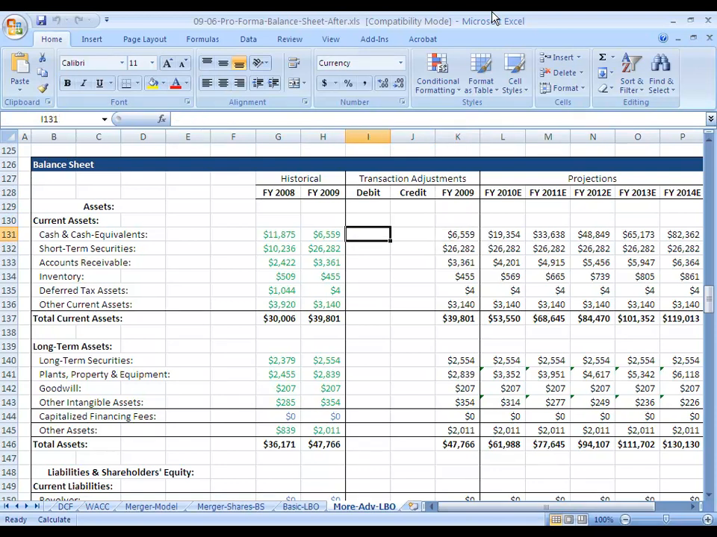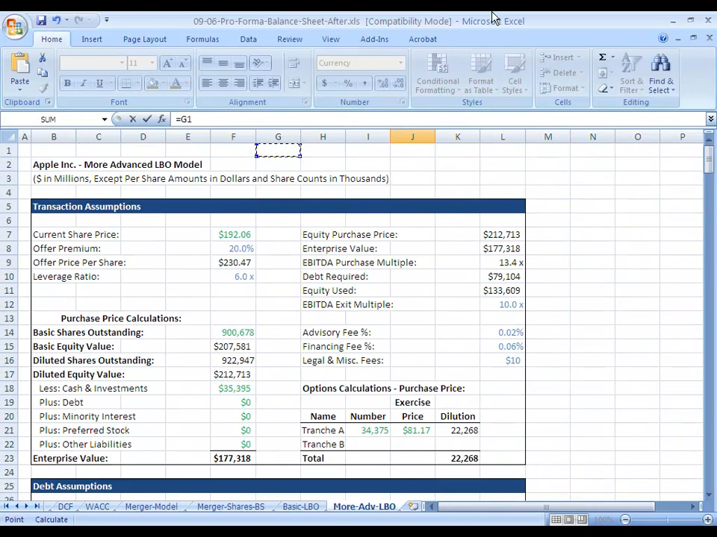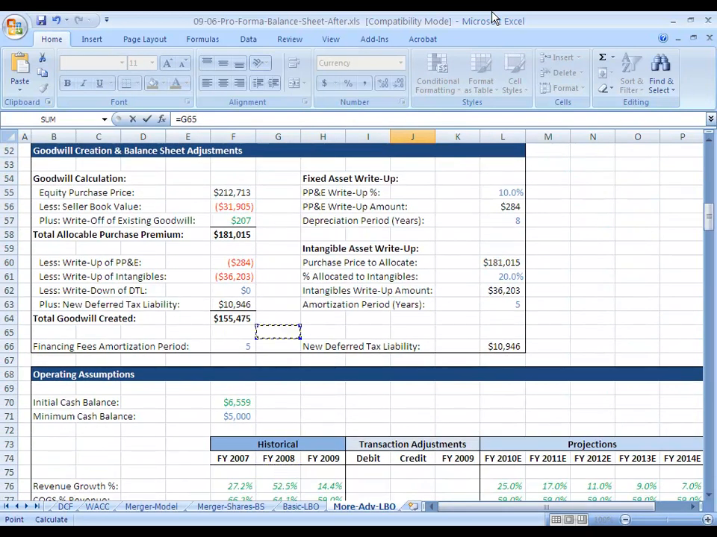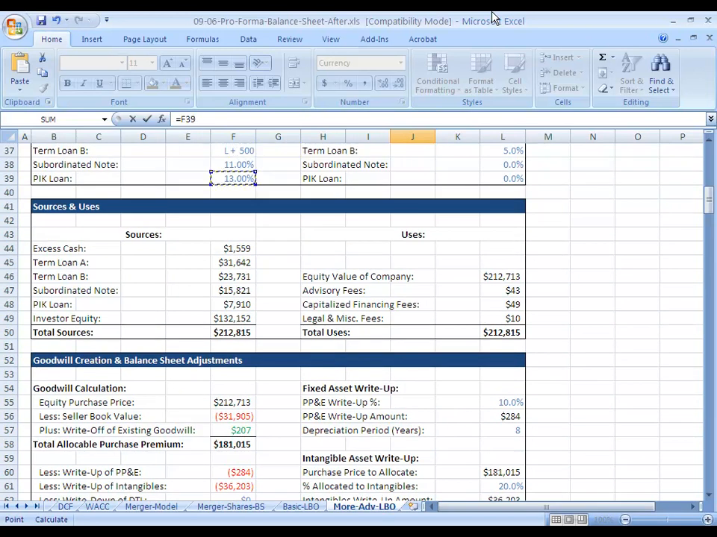To get started with these adjustments, remember that for cash, we are using up a small portion of Apple's cash in the course of the transaction to finance some of the deal. So on the debit side, I'm going to say 0 because we're certainly not going to be adding anything to Apple's cash here. On the credit side, I'm going to go up to our sources and uses, and pull in this excess cash number from here, because this is how much of Apple's existing cash we're using to finance the deal.